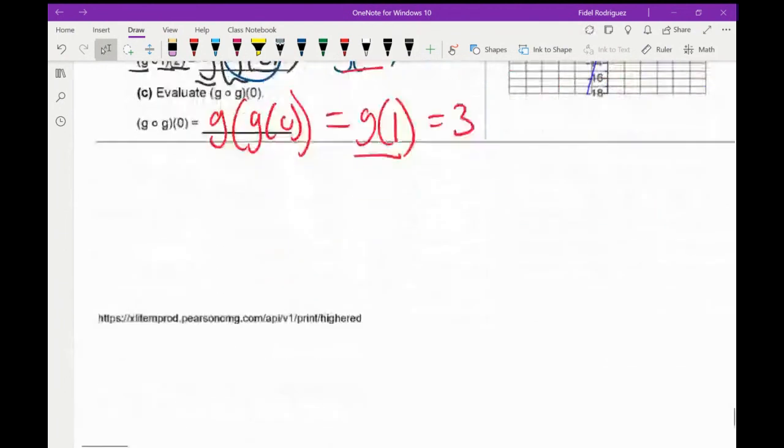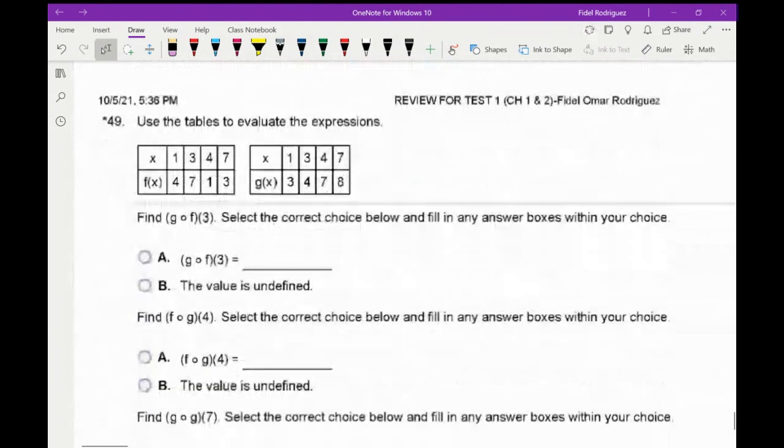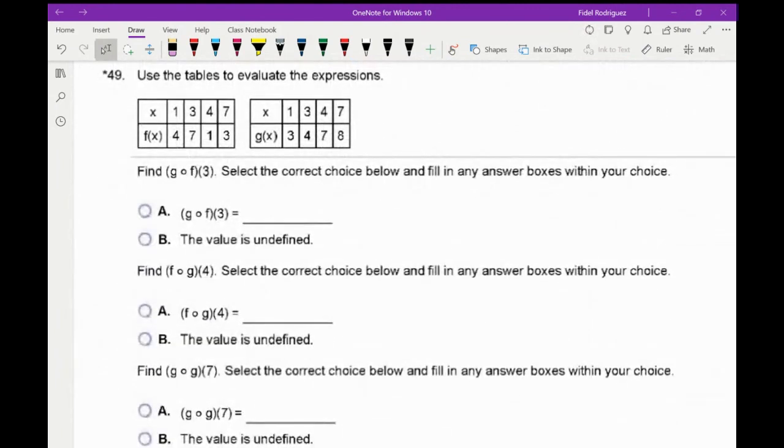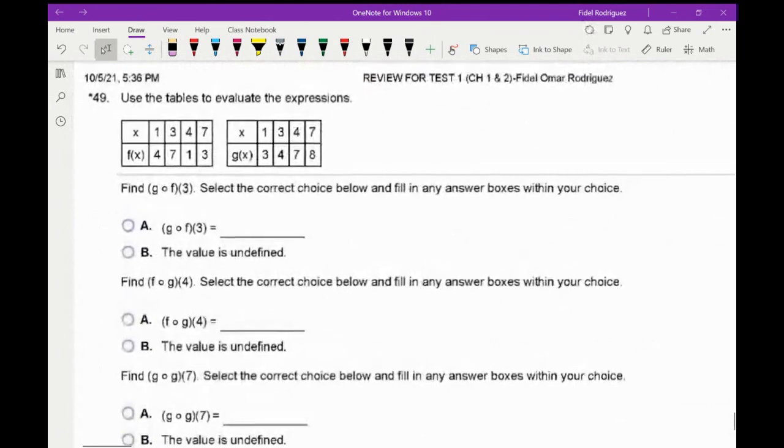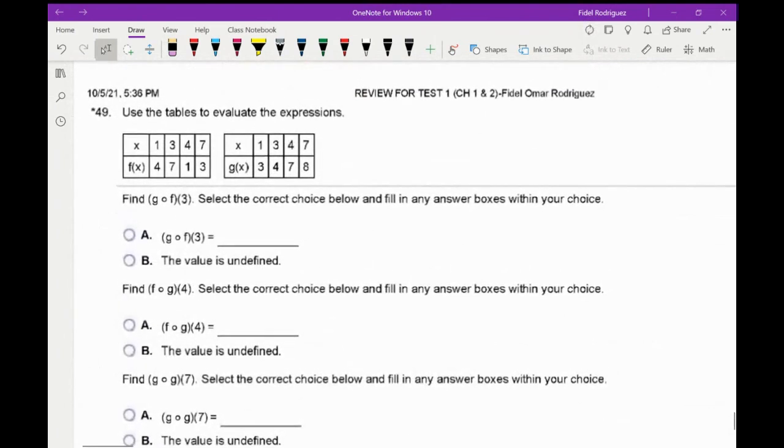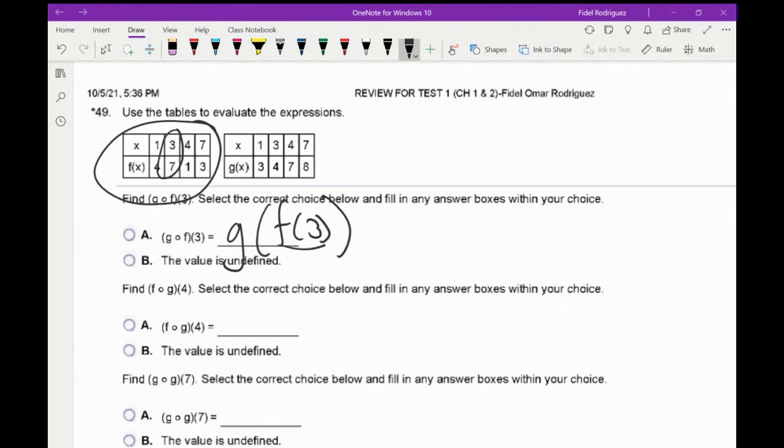Okay, and then the other person who had asked me, can we do number 49? Yes, we can. So guys, look, this is just kind of like the way we did 47 a little while ago, right? So let's see if we can do this. Remember what we're going to find: g of f of 3. So this is the one I'm going to look at first. f of 3 is 7. And then g of 7, now I'm going to look at this one, and g of 7 is going to be 8. You got it.